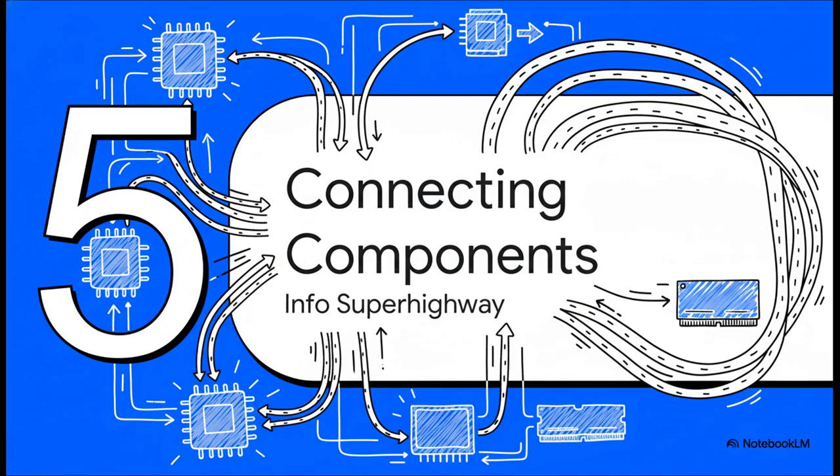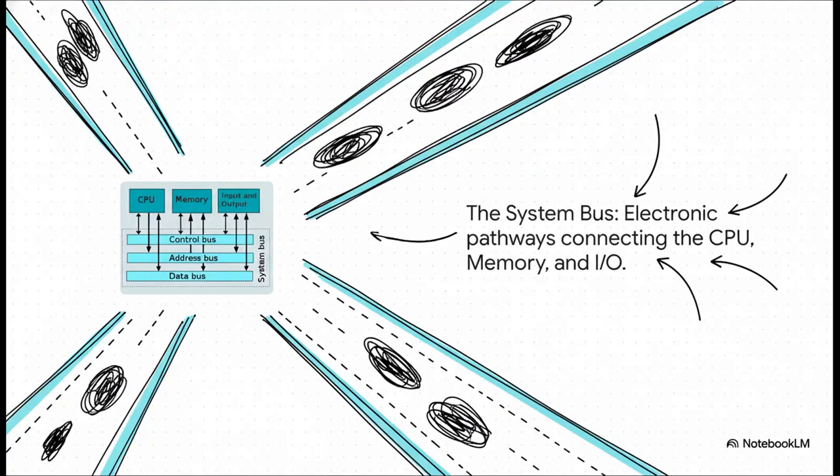Okay, so we've got all these incredible parts, the CPU, RAM, all that. But how do they actually talk to one another? How does data physically get from point A to point B? To answer that, we need to look at the computer's internal information superhighway. This is it, the system bus. It's literally a set of wires, or pathways, on the motherboard that connects everything together.